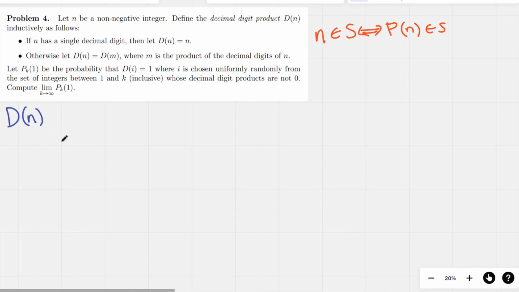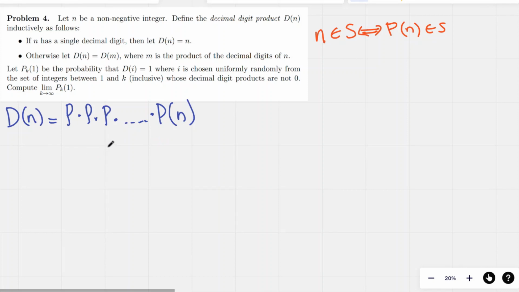So D of n, remember, we're doing the product of the digits of n, and we keep iterating this process until we end up with a single digit number. Whereas with P of n, we only do this process once. So we just multiply the digits of the number, and even if that number is not a single digit number, we leave it there. So D of n is simply going to be P applied a bunch of times to n. In other words, if we do P enough times on n, we're going to get a single digit number, and that will be precisely D of n. Okay, and why is this useful?